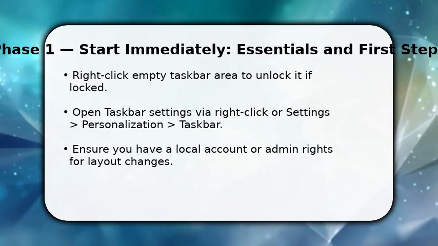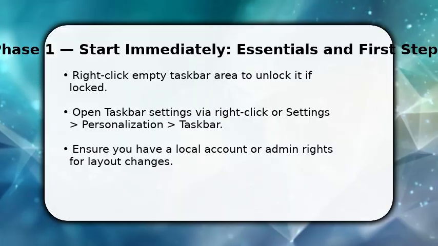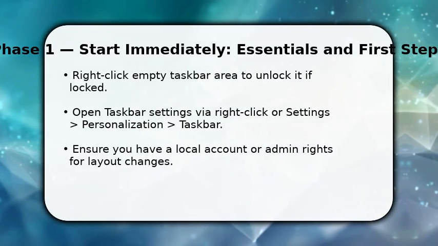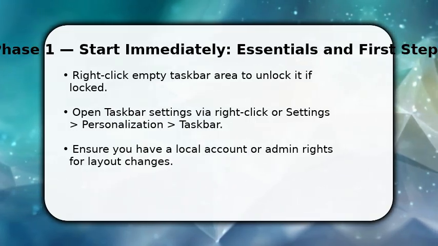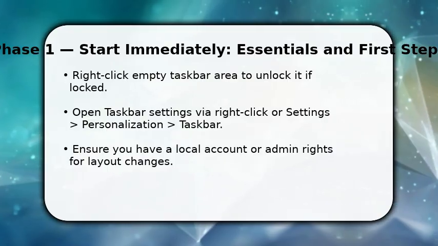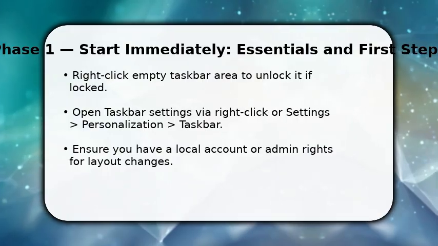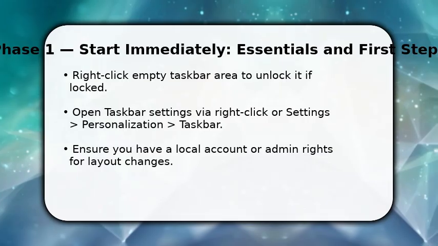You'll start by unlocking and opening the taskbar settings. This gets you straight into specific controls. Once unlocked, open Settings, go to Personalization, then Taskbar so you can change alignment. Make sure you're using an account with permission to modify the taskbar, otherwise you won't be able to save changes. While here, note the taskbar behavior section so you can fine-tune later.